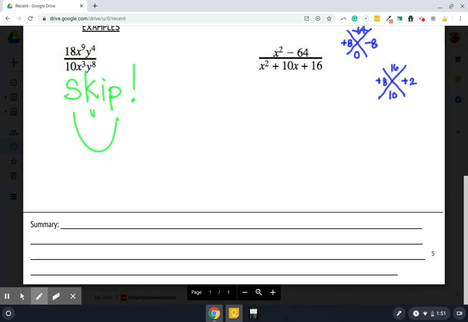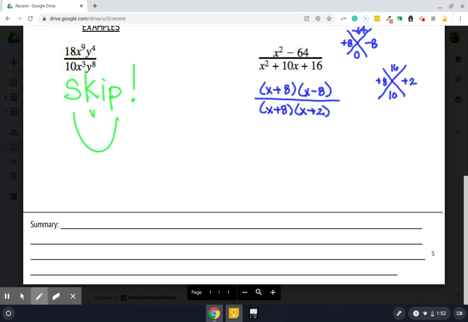So when I think about this, I'm going to rewrite it with these factorings. I'm going to write x plus 8, and I'm going to write x minus 8. And then in the denominator, I'm going to write x plus 8 and x plus 2. And hopefully your brain is triggering you a little bit, saying, hey, look, something's going to cancel.